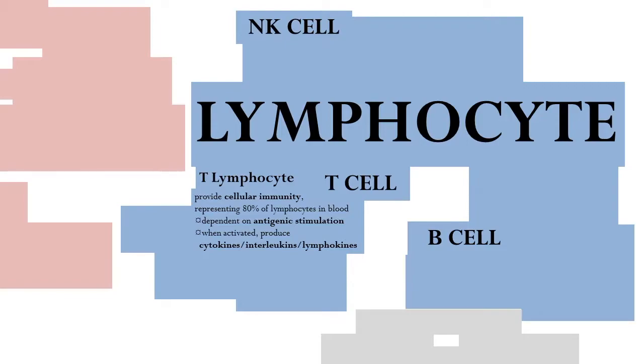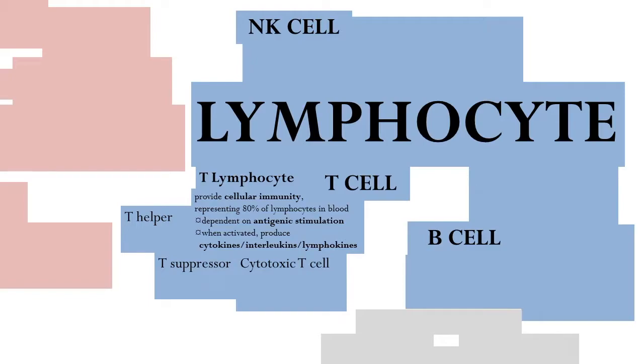What are the 3 types of T cells? The 3 types of T cells are 1. T helper cell, 2. T suppressor cell, and 3. Cytotoxic T cell.